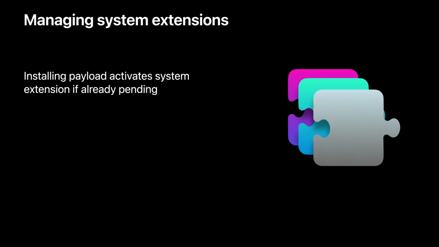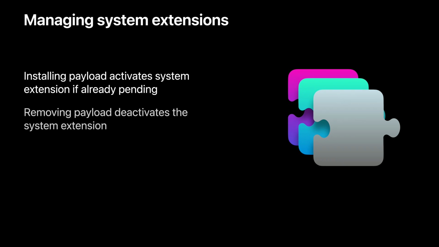System extensions allow for software like network extensions and endpoint security solutions to extend the functionality of macOS without requiring kernel-level access. We've made a few changes to the system extension payload to enhance the management experience. In macOS 11.3, installing the system extension payload changes the state of a system extension. For example, if a system extension is pending user approval, installing the payload will activate the extension. Conversely, removing the payload will now deactivate the system extension.